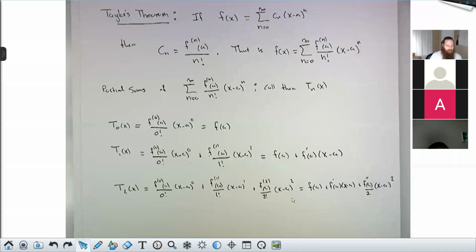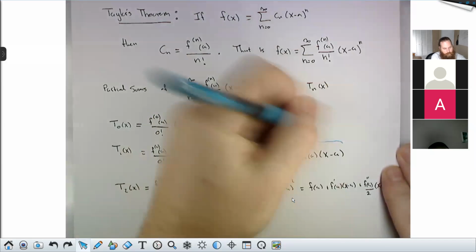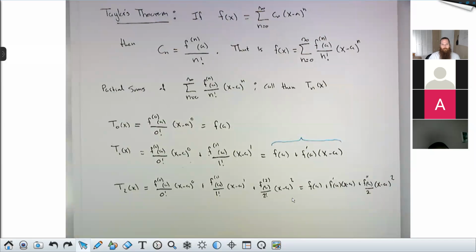Does anybody recognize T1? Think back to your Calc 1. What is this thing? You learned about this back in Calc 1. There's a few different names for it. L of x. Yeah, Batanji's got it. This is the linearization of f of x at a. In other words, it's the tangent line.